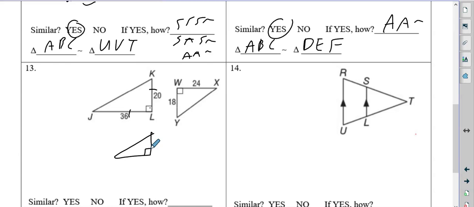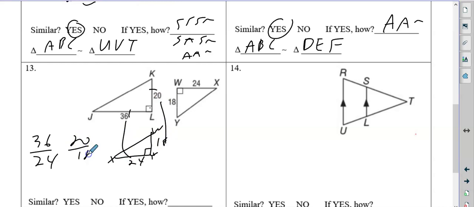So WY is right here. WX is right here. So I have 36, 24, those two, and 20 and 18, like so.